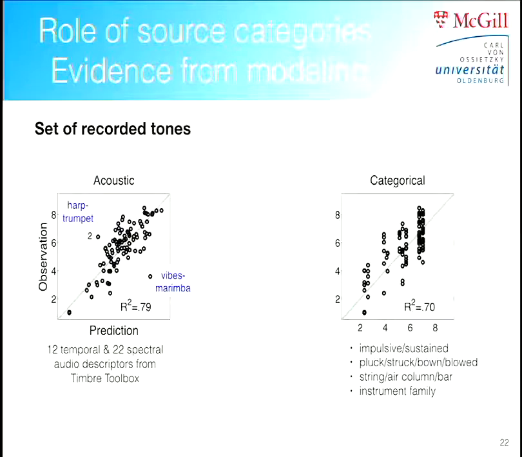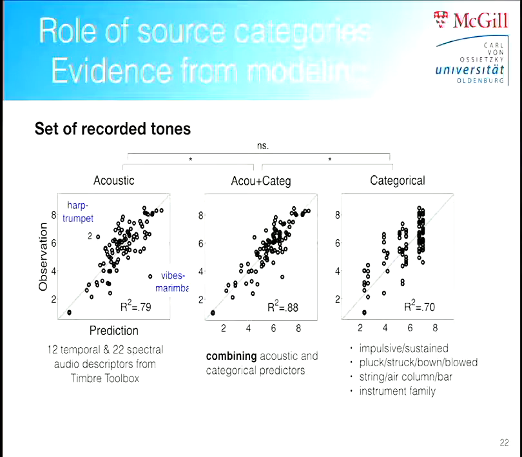So more specifically, we then also looked at a categorical model where we had 4 different variables. We just in binary fashion encoded whether 2 instruments were both impulsive or sustained, were plucked, struck, bowed, or blown, were coming from a string, air column, or bar, and shared the same instrument family. And only using those 4 variables we can basically achieve this or a similar score. And then if we combine those 2 worlds, then this yields the best model, which is significantly better than both individual scores.